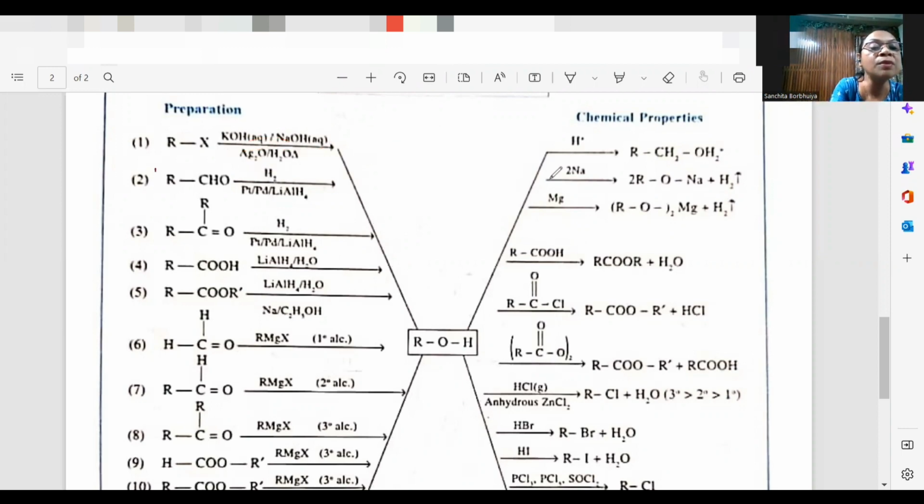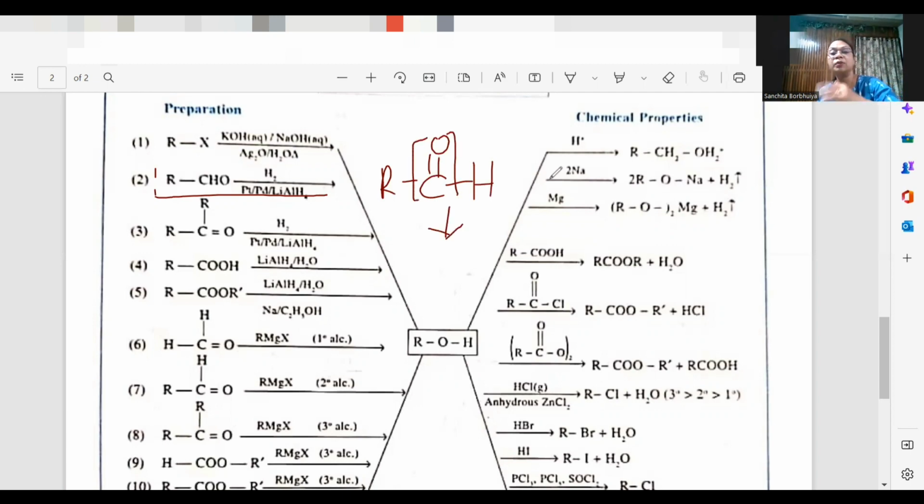The second method is from an aldehyde. In an aldehyde, you know that you have a double bond O. It is simple, consider this double bond as a brother and a sister, carbon as a brother and oxygen as a sister. The double bond means they're unsaturated, they're hungry. So you need to convert it to an alcohol. You have to give the oxygen part a hydrogen and the carbon part also a hydrogen, and you get the alcohol. So this is simple.